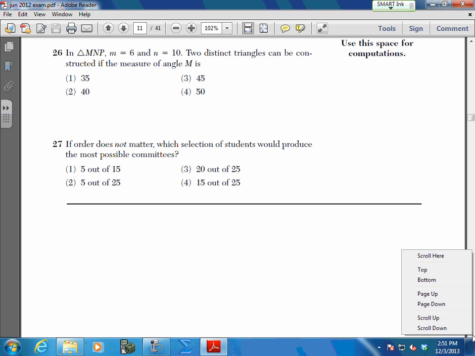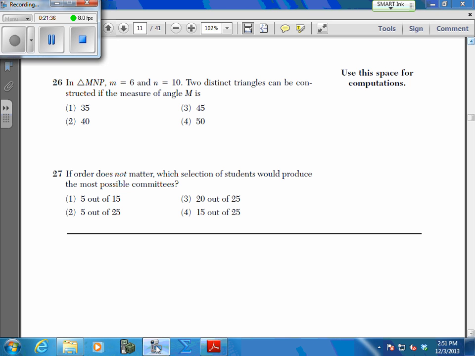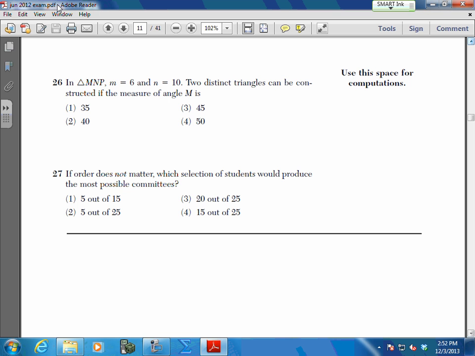In number 26, we're looking at two distinct triangles. This is your ambiguous case of sine. Sine is the only one that has an ambiguous case. Now, there's two ways to look at this. If I want to draw my triangle, and here is angle M, and here's my side M over here. Here's my N.